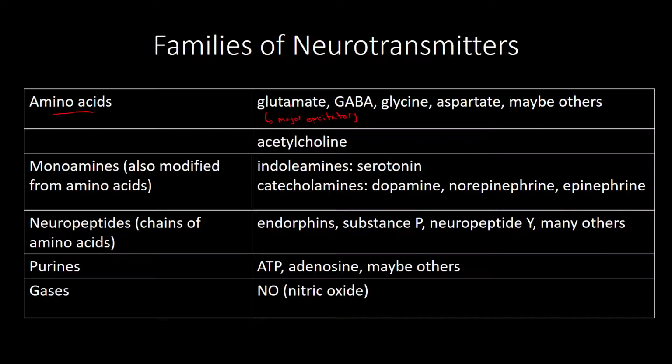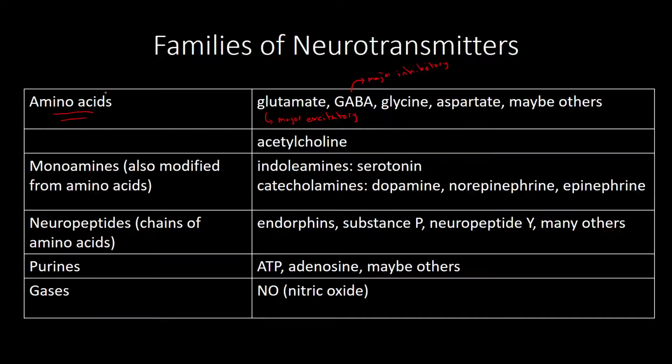So if we talk about glutamate, we're talking about excitation. GABA is the major inhibitory neurotransmitter in the brain. Okay, so if I tell you something's a GABA neuron, that means when that neuron releases GABA, it's going to quiet other parts down. If it's a glutamate neuron, it's going to excite. Okay, so it's important to know they're amino acid neurotransmitters.